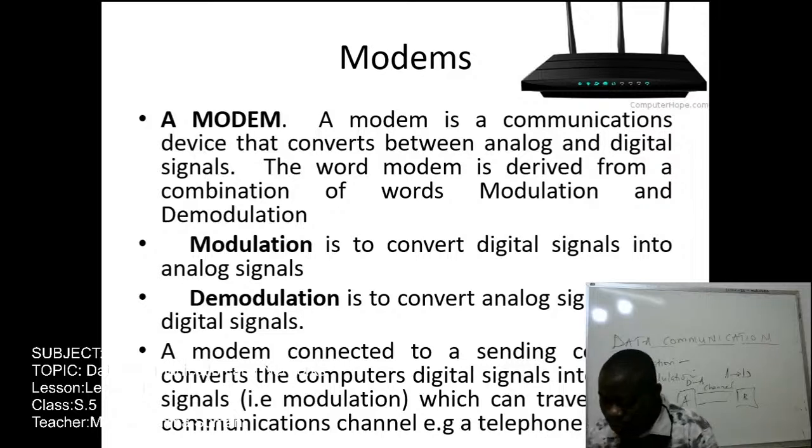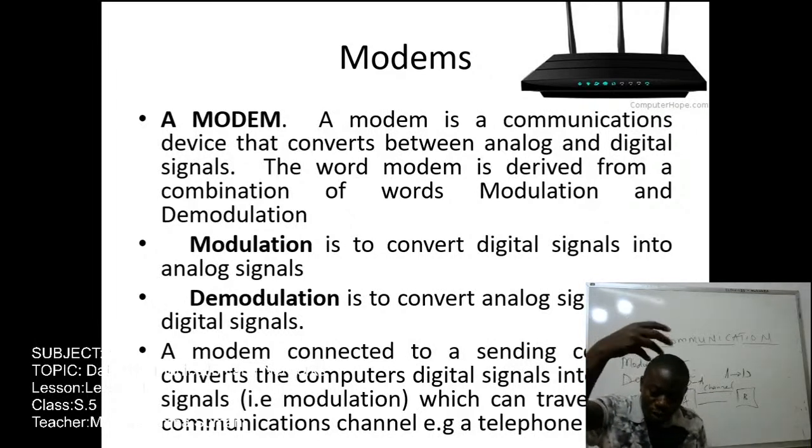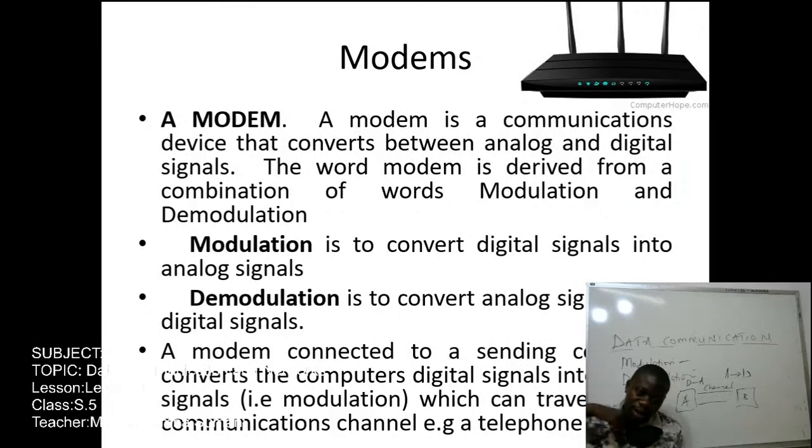A modem is connected to a sending device. After being connected to the sending device, it is able to change digital information, instructions or data to analog, so that it can pass through the channel. And when it reaches the final destination, it does the same. The other receiving device also has a modem that is responsible for converting what is coming in analog format to digital for use on that device.